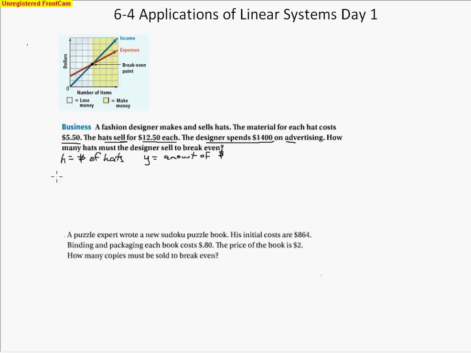And so now we're going to set up our two equations. Remember I said we had an income equation. That's going to be the blue line here, hopefully with a little steeper slope. And then we're going to have an expense equation. First one, income: Y equals, the amount of money equals $12.50 for every hat we sell. That's what we're selling the hats for.